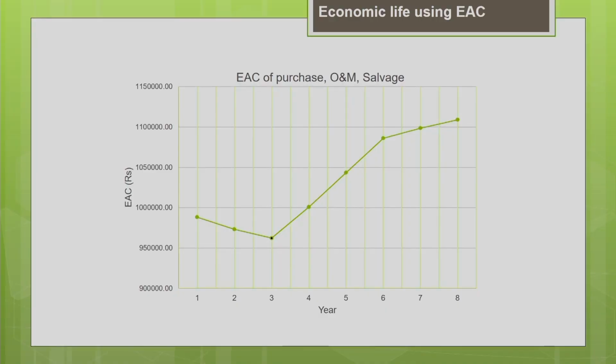Okay. So, in this problem, we have determined the economic life of the machine using the equivalent annual cost approach. Like we have converted all the cash flows which are occurring at different time periods into a particular time period, say t equal to 0.